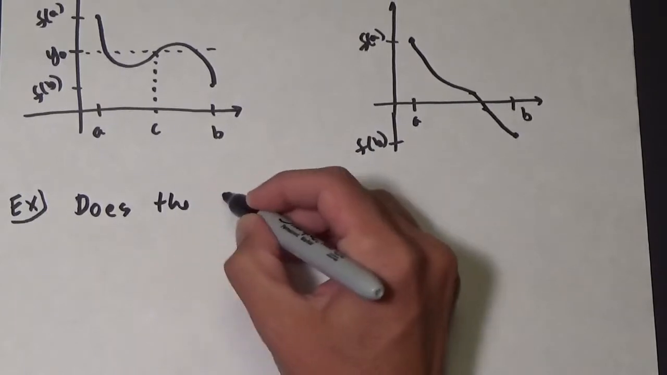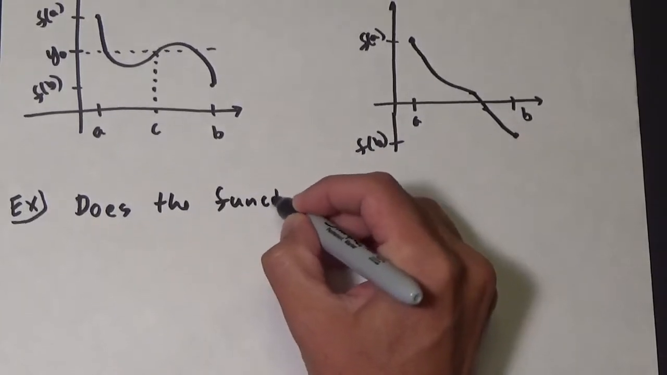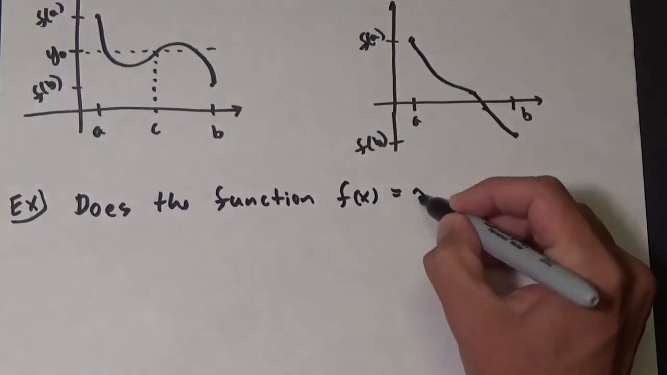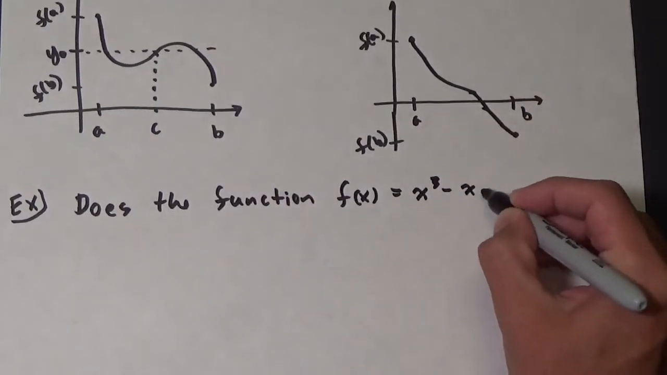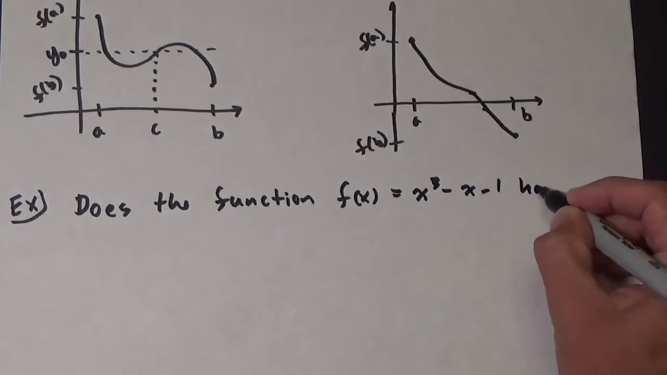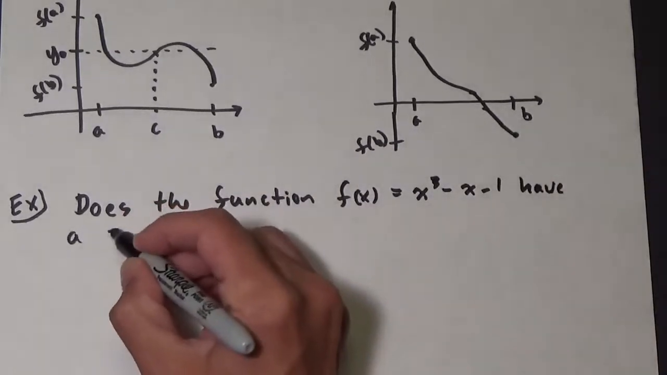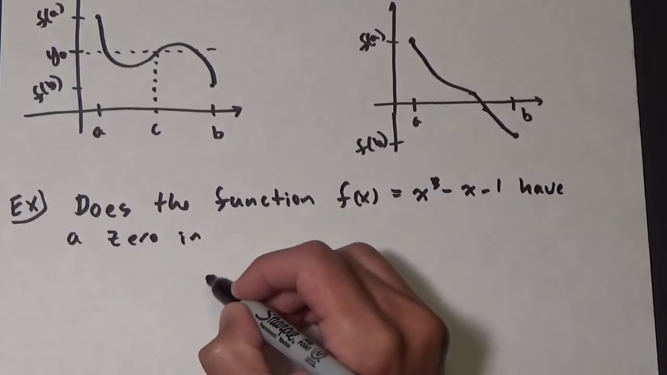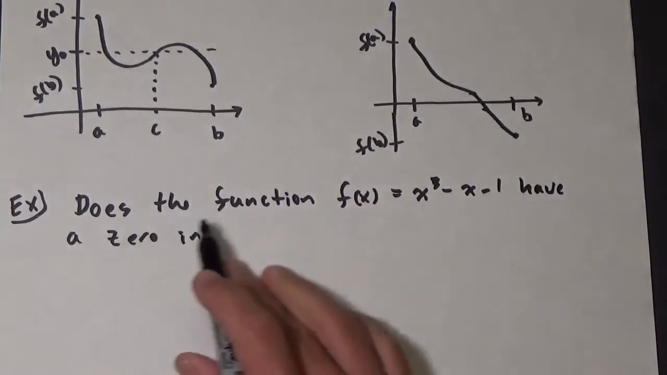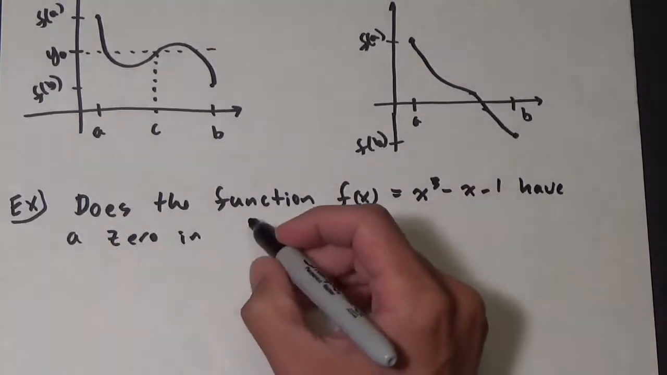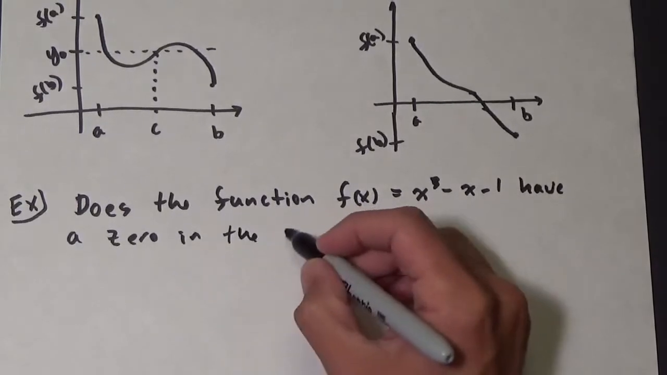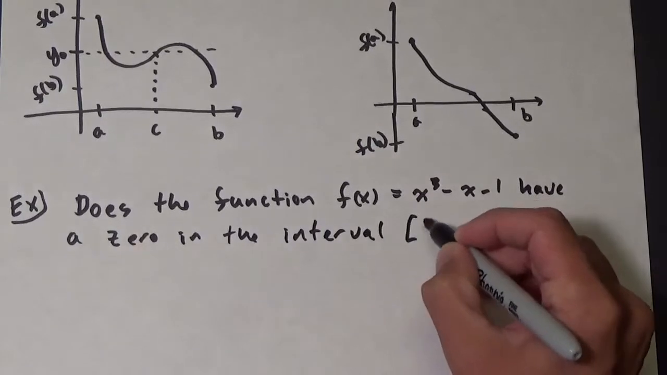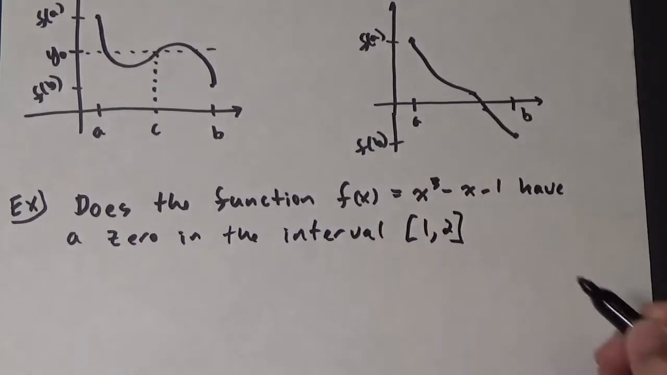Does the function f of x equal x cubed minus x minus 1 have a 0 in the interval from 1 to 2?